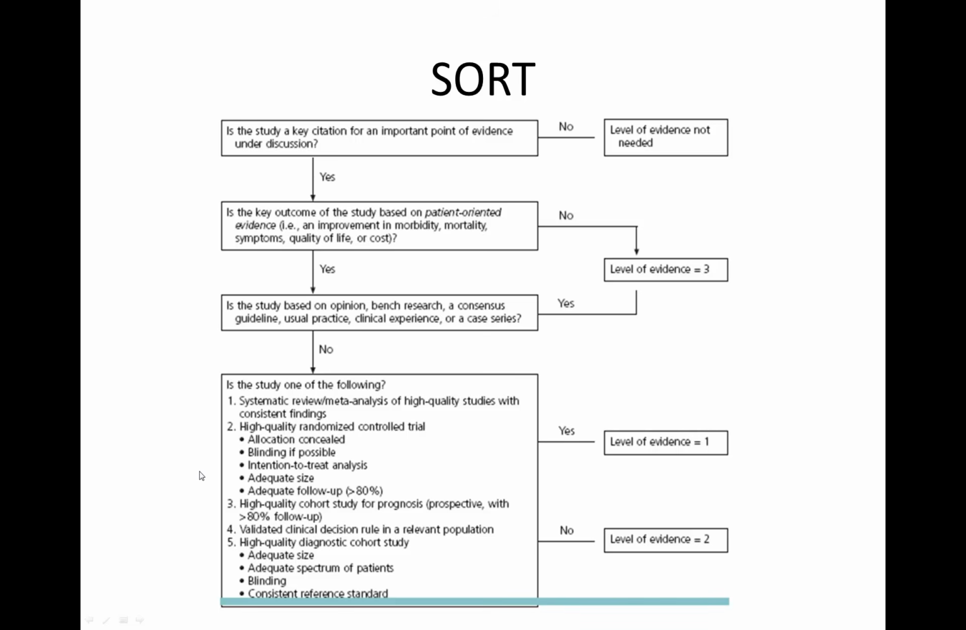If the study includes patient-oriented evidence, then we determine whether or not it is a systematic review, a high-quality RCT, a high-quality cohort study, a validated clinical decision rule, or a high-quality diagnostic study. If the answer to any one of these 5 is yes, then the article would be assigned a level of evidence of 1. If the answer is no, it is assigned a level of evidence of 2.